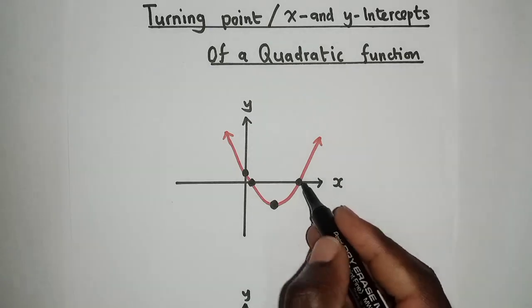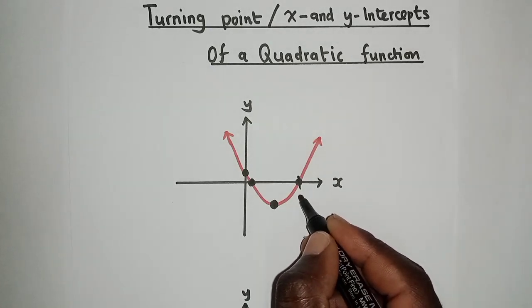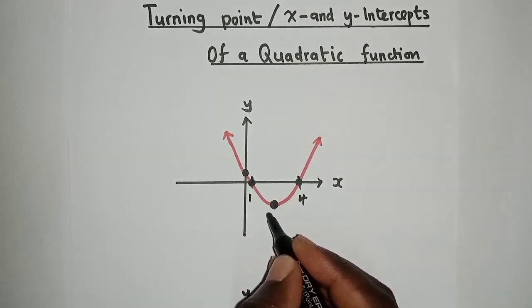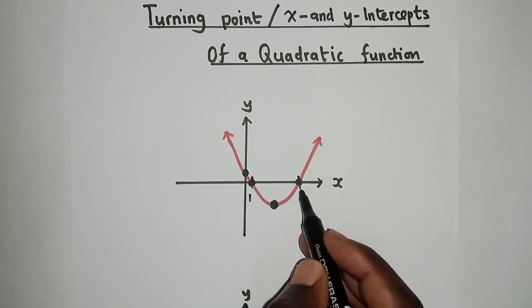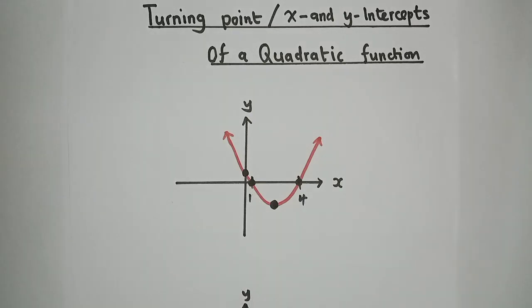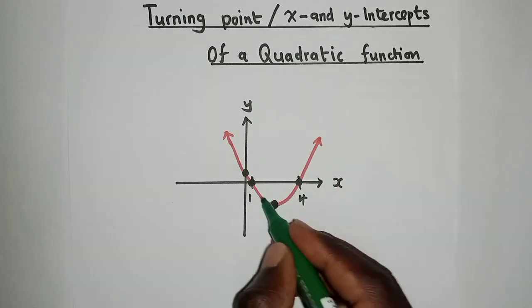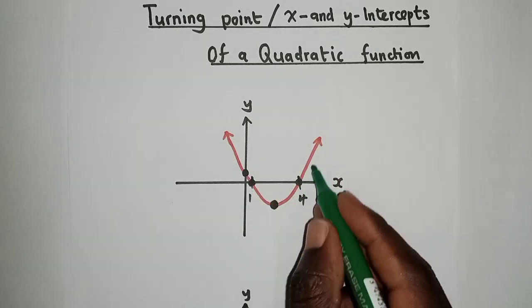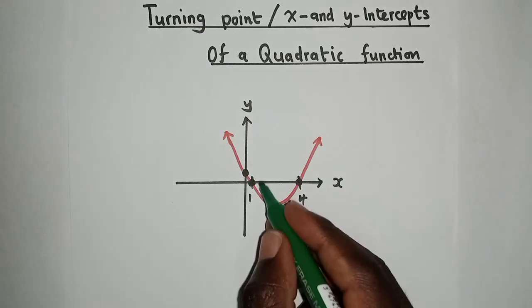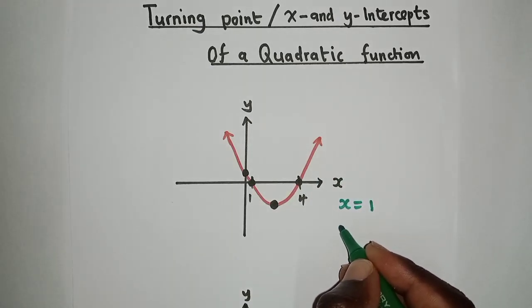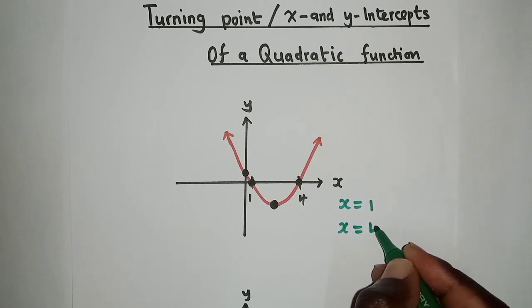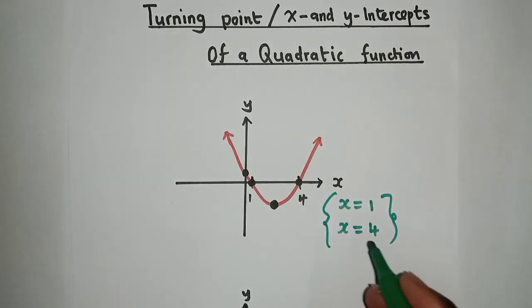Okay. If we have a 4 here and a 1 here as x-axis, we have a 4 right here and a 1 here, we can say these two are the solutions. So we can say the solutions of this graph, or this function, will be x is equal to 1 and x is equal to 2. So we have these two solutions. So that's how it works.